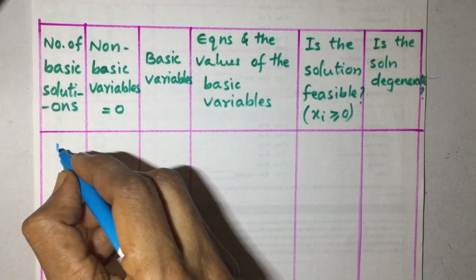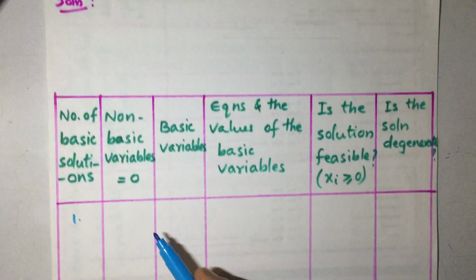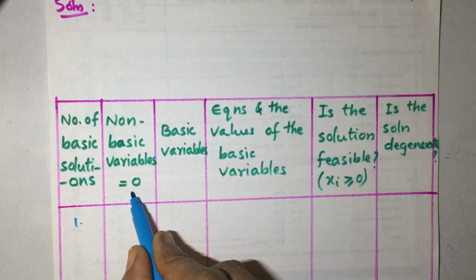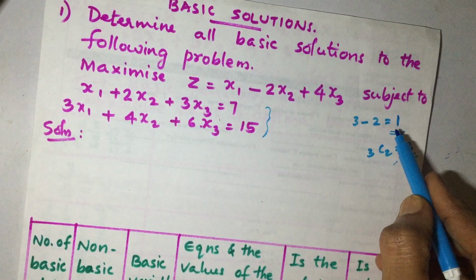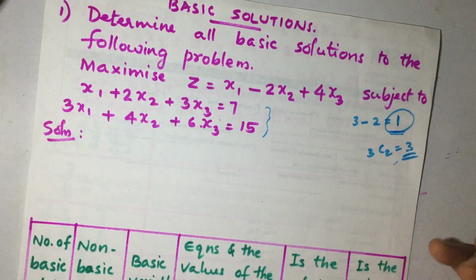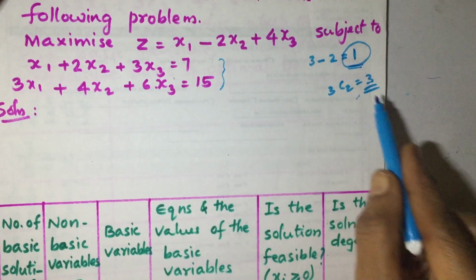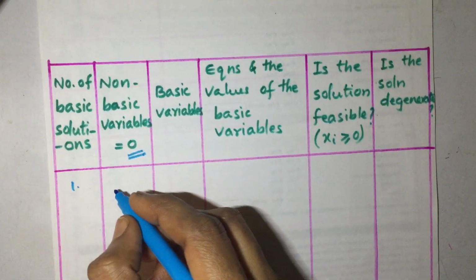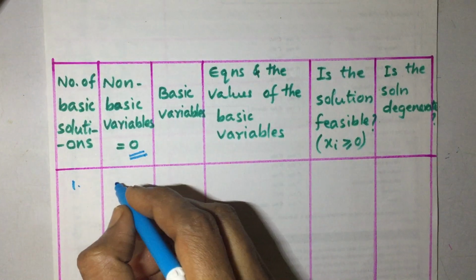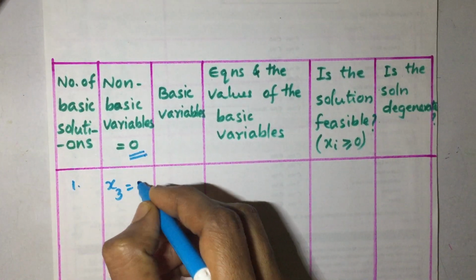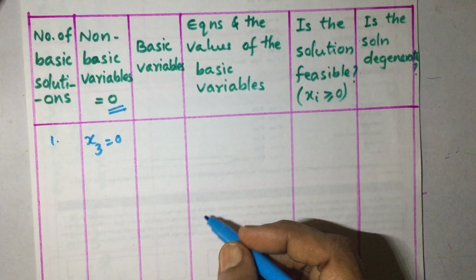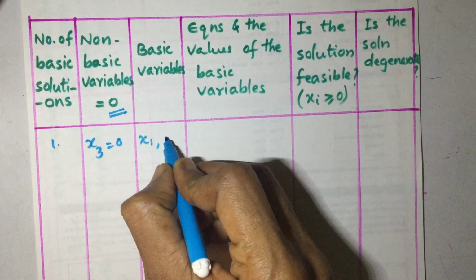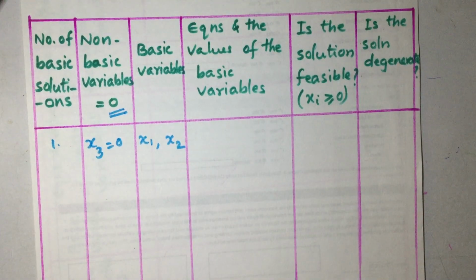So I'll put here 1. Then the non-basic variables I'll put as equal to 0. That means one of x1, x2, x3 will be substituted as 0, so those are the non-basic variables. First, suppose I give x3 equal to 0. Now the basic variables will be the remaining 2, so x1 and x2 will be the basic variables.